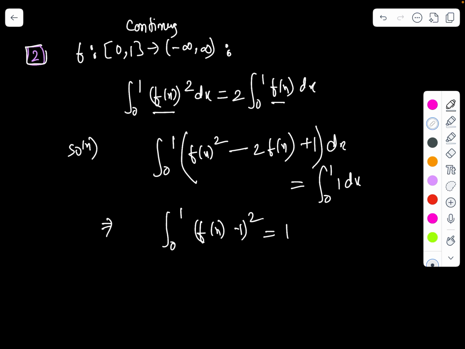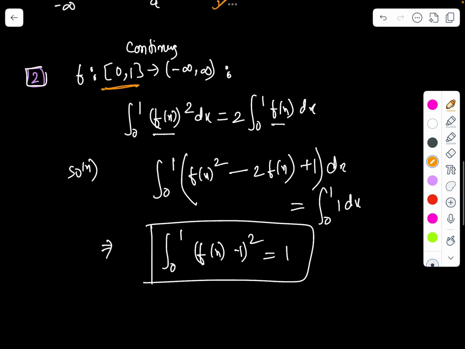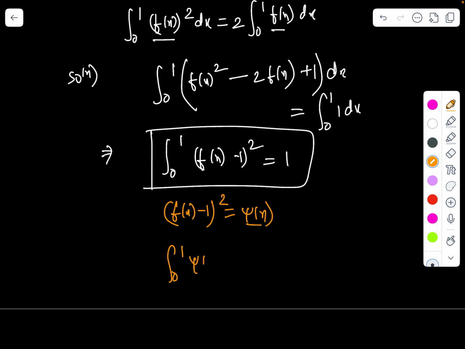That equals. Now what else can we do? The function is defined from 0 to 1. The output is minus infinity to infinity. So how many functions will work so that it will exactly be true? You can clearly see if I call f x minus 1, since f is continuous, f x minus 1 is continuous, and let's call it some psi x. So psi x is a non-negative continuous function whose integral over 0 to 1 is 1.